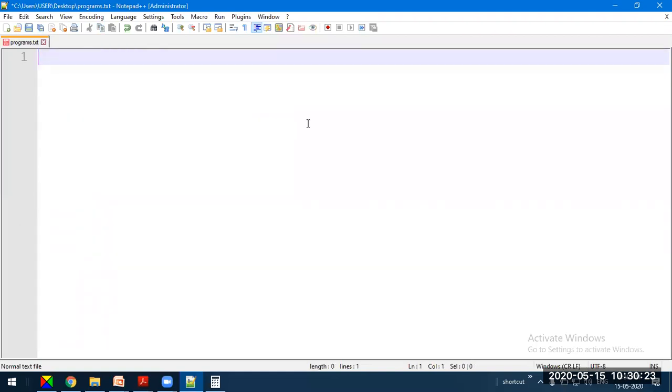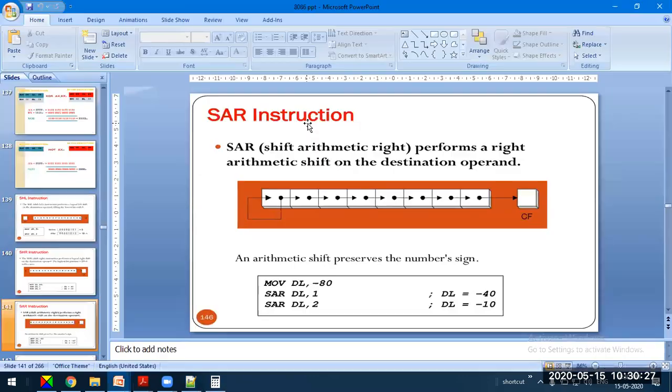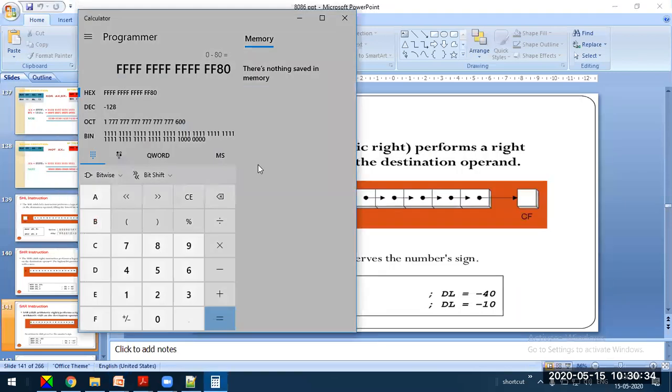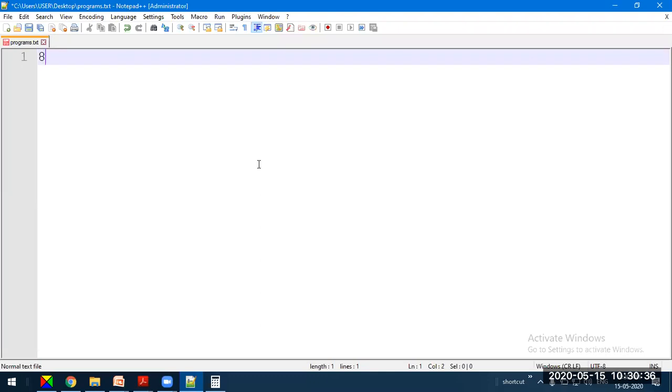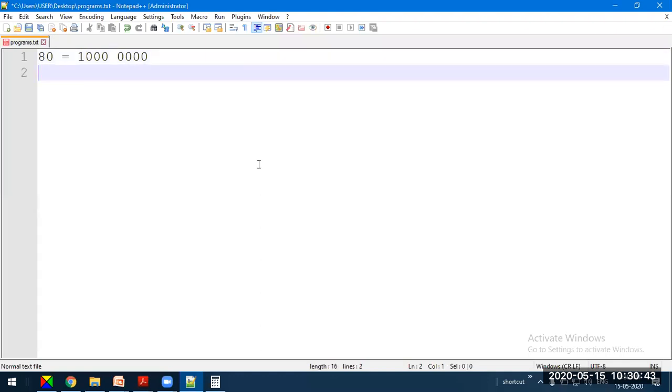Okay, just a minute. DL is only 8 bit. So let us take 80H. What is 80, guys? 80 can be written as 10000000. Now, there is a SAR, a shift arithmetic right.